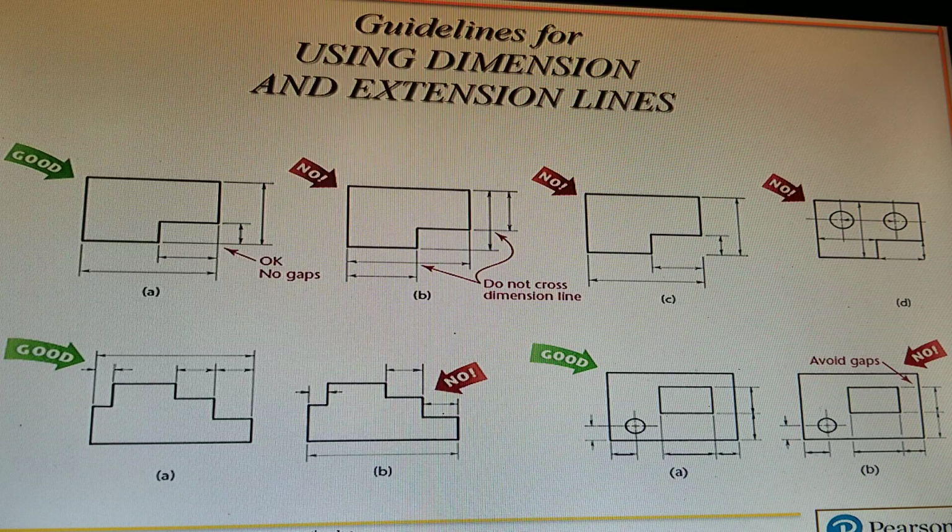And then the far right B, you've got some gaps where they're crossing the visible lines. Don't put any gaps in there.